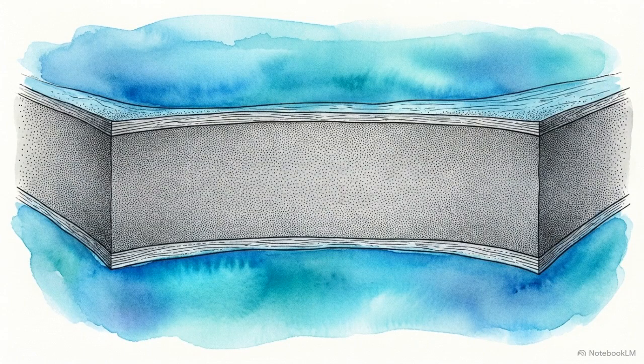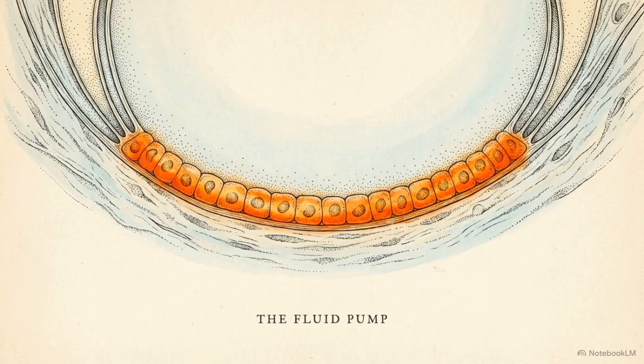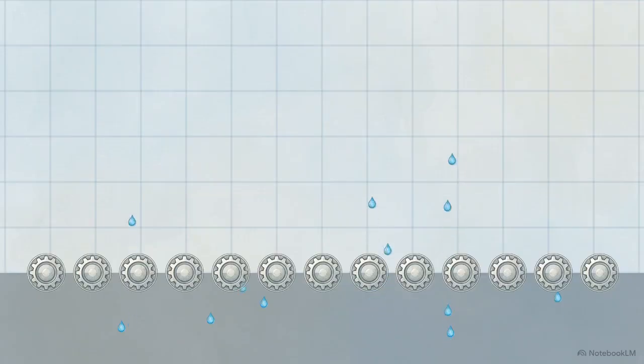However, this creates a biological paradox. The stroma has no blood vessels. It relies entirely on surrounding fluid for its nutrients. But if it absorbs too much of that fluid, the collagen fibers swell, push apart, and the eye goes cloudy. The solution lies at the very back of the cornea, in a single, incredibly fragile layer of cells known as the endothelium.